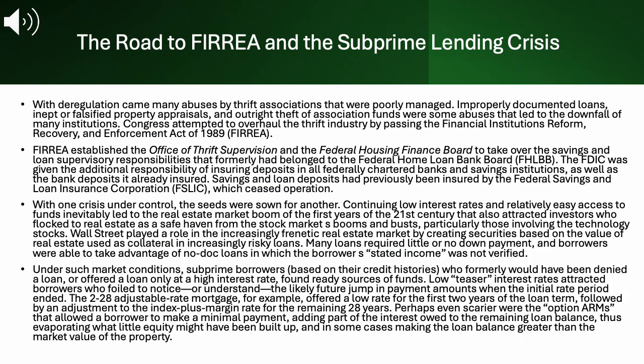The road to FIRREA and the subprime lending crisis. With deregulation came many abuses by thrift associations that were poorly managed. Improperly documented loans, inept or falsified property appraisals, and outright theft of association funds were some abuses that led to the downfall of many institutions. Congress attempted to overhaul the thrift industry by passing the Financial Institutions Reform, Recovery, and Enforcement Act of 1989, FIRREA.